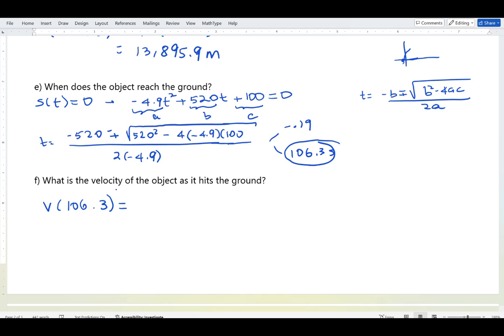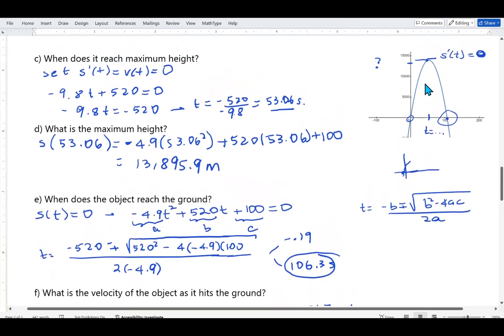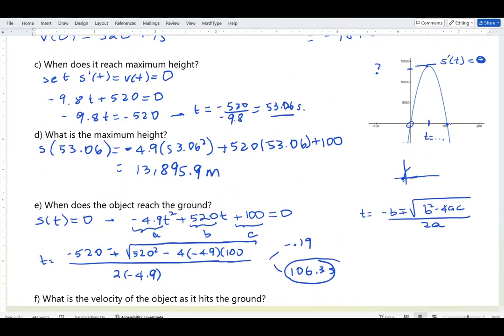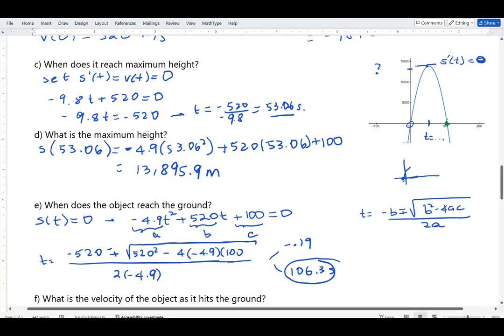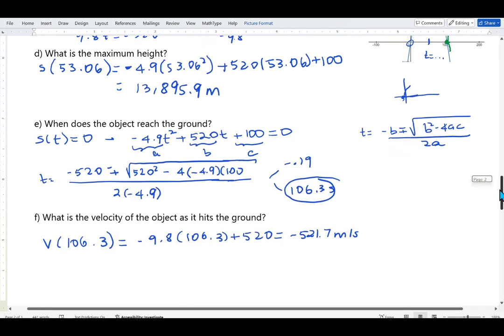So let me go back to the velocity equation, negative 9.8 t plus 520. Instead of t, go ahead and put in 106.3. And that one will give us negative 521.7 meters per second. Remember, it makes sense that it's negative at that moment in time because it's going downwards. If you draw the tangent line there, the slope of the tangent line is negative. So it makes sense that velocity will be negative at that moment as it's hitting the ground.